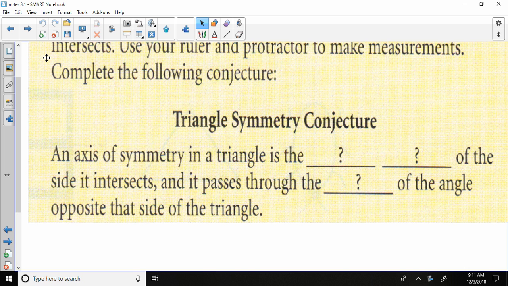Close. Because I'm talking about the side, so we're not looking at the word angle. It's a bisector. Perpendicular. It's the perpendicular bisector. So if you want to use upside down T for perpendicular, that's fine. So the axis of symmetry is the perpendicular bisector of the side that it intersects. And then it passes through, and this is called something with the angle up here, and it starts with a vertex. It passes through the vertex of the angle opposite that side of it. Right. Good job. So perpendicular bisector and then vertex.